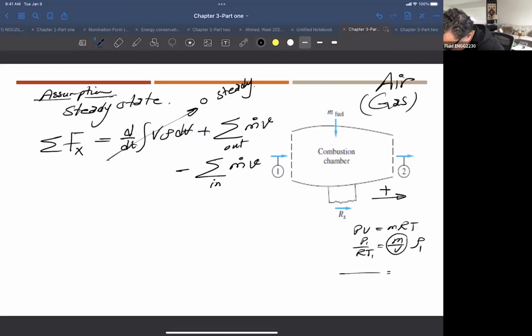So P1 is 1 atmosphere. So remember, 1 atmosphere for this kind of equation, we have to be in absolute terms. So we have 101,300 Pascal. R for the air is 287. T for the air is 20 degrees C here, given. So 20 plus 273, right? Because it's absolute. So this is rho 1. Rho 1 here is 1.205.